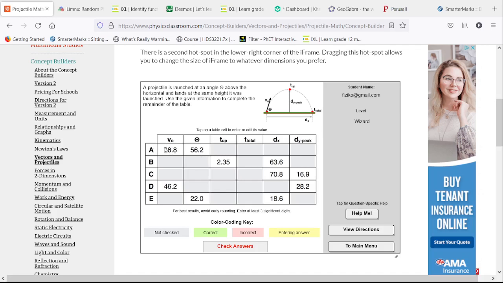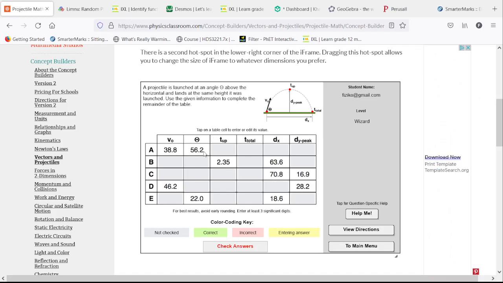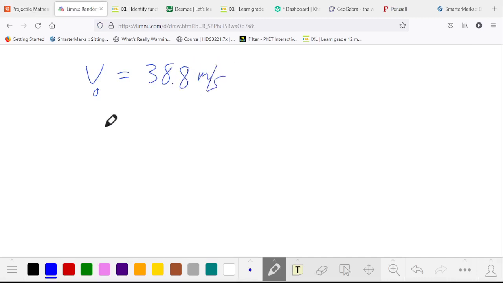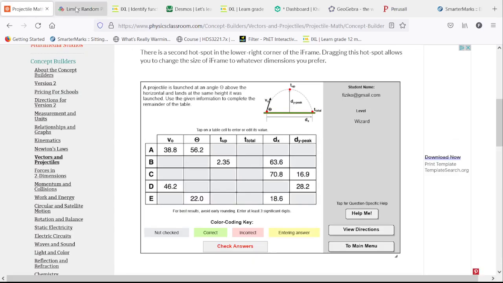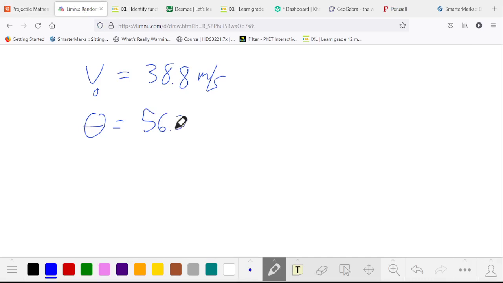Our first one, we are given the initial velocity and the initial angle. We have to find the time it takes to move up, the total time in the air, the horizontal distance, and the height at its peak. So we will scroll past the problems we had for the 1D kinematics and work with our initial velocity, or the V0 as they call it. The original velocity is 38.8 meters per second, and our angle theta, which is usually a lowercase, and they've got the capital, is 56.2 degrees.